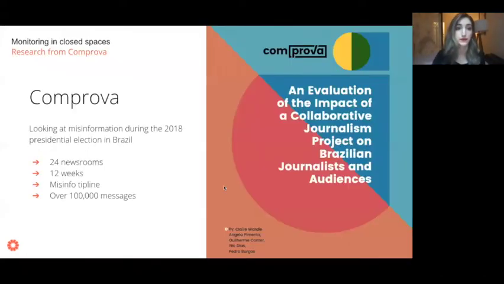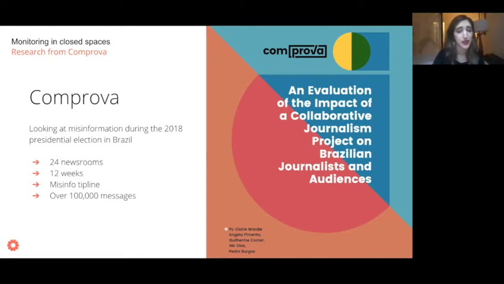becomes really important. We also did some really interesting research during the 2018 presidential election in Brazil with our project Comprova, which was a project where we worked with 24 newsrooms. We set up a tip line for people to send in misinformation over a period of 12 weeks. And it was pretty incredible. We received over 100,000 messages.